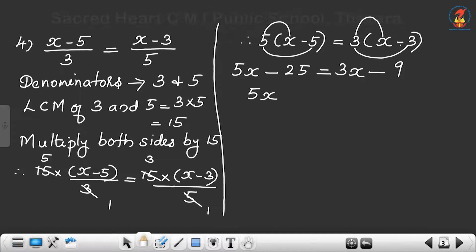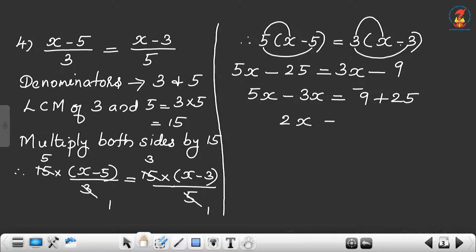Now, we can transpose 3x to the left hand side. 5x minus 3x equal to, here what is the sign of 9? Negative 9. And 25 is negative. When we transpose to the other side, it will become positive 25. Therefore, negative 9 plus 25. Then 5 minus 3 equal to 2.